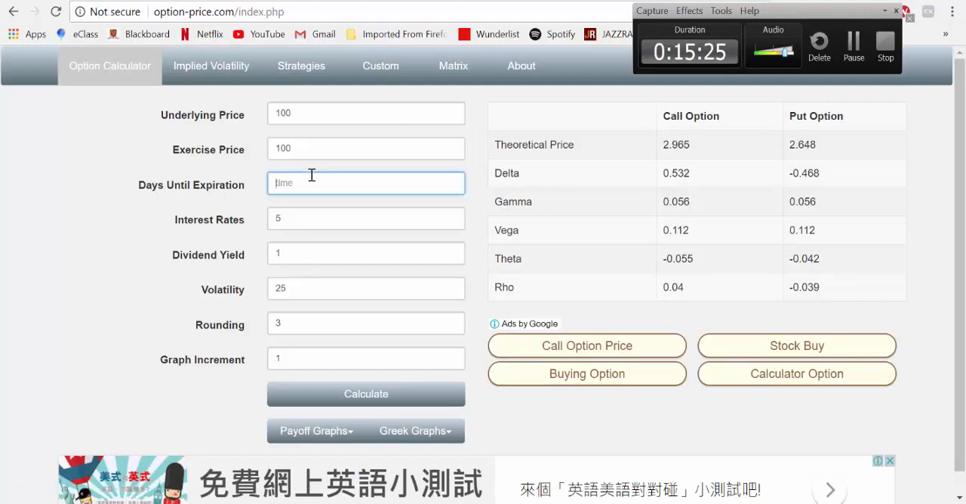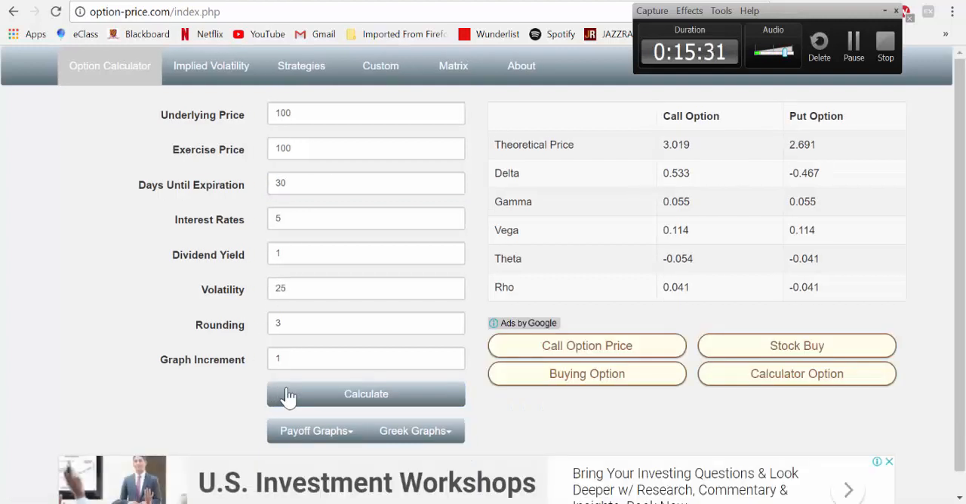Now you should immediately realize it goes down by 5 cents for 1 day, and because this option has 30 days more to live, if you multiply 30 by 5 cents, you only get 150 cents, which is $1.50. But you can see that the price of the option is actually $3. That's the first thing you can figure out.